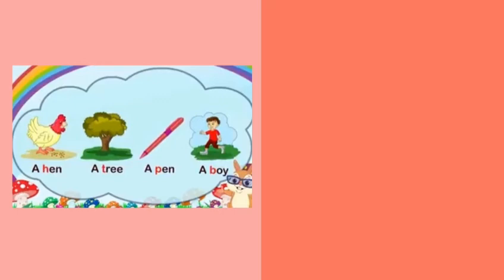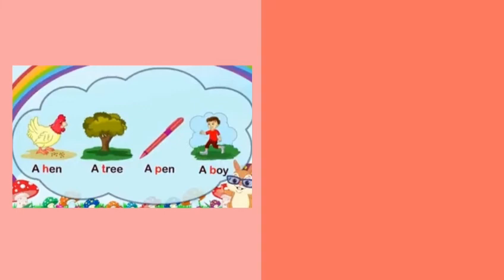A pen. Why do we use A before pen? Because P is a consonant. So according to the rule, we write A before the nouns that start with a consonant. A boy.